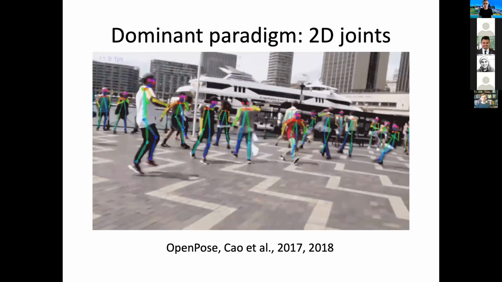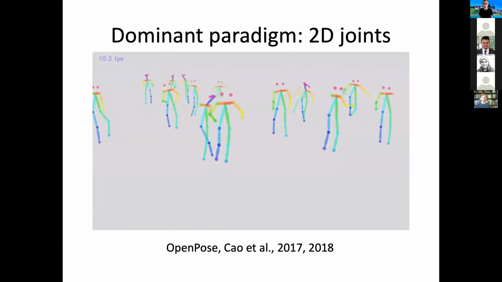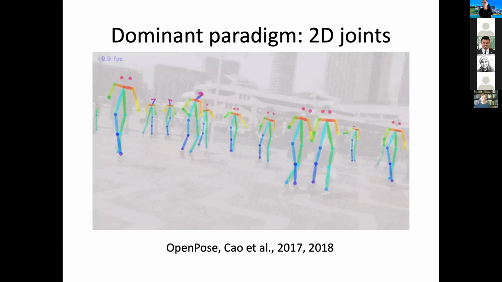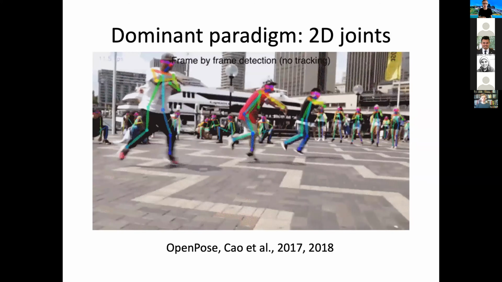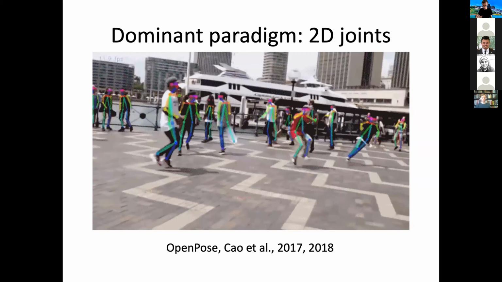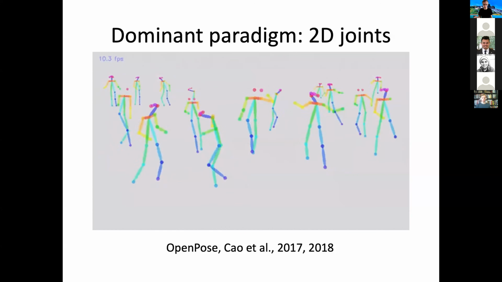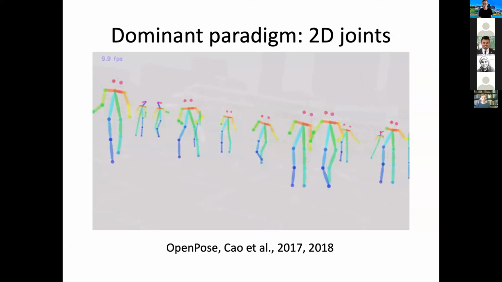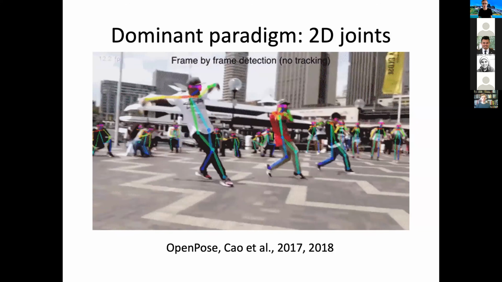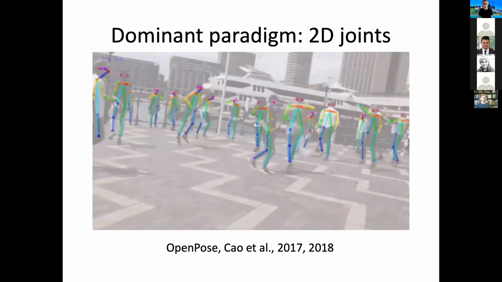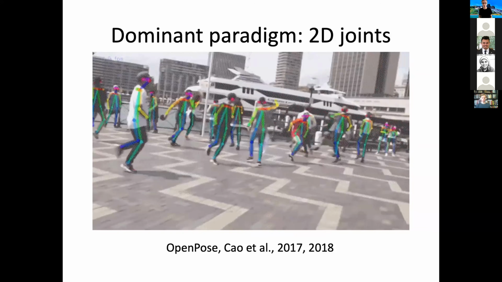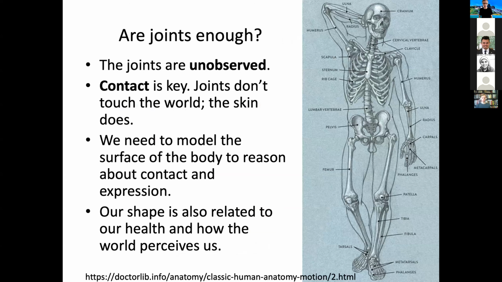In fact, most of the work in the field has focused on Johansson's idea of recovering the joints of the body, just a few sparse locations. Now, I don't mean to criticize OpenPose. I think it's one of the coolest and most influential pieces of software in the field in the last decade, and it's certainly groundbreaking. But it takes this same paradigm of let's get the joints of the body out. And so I want to ask, are the joints enough?